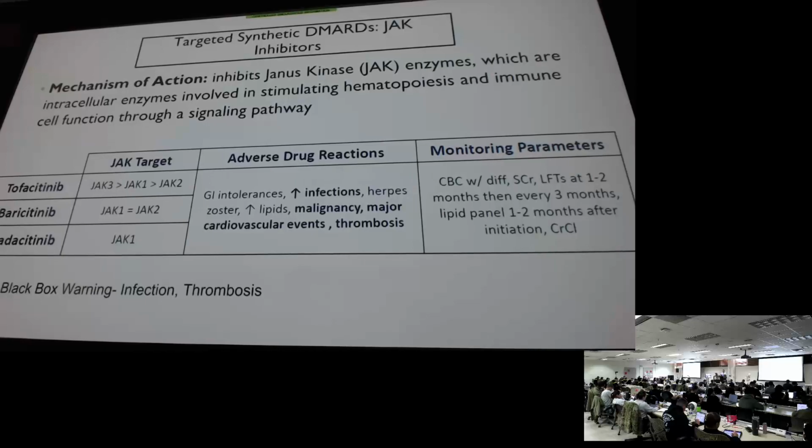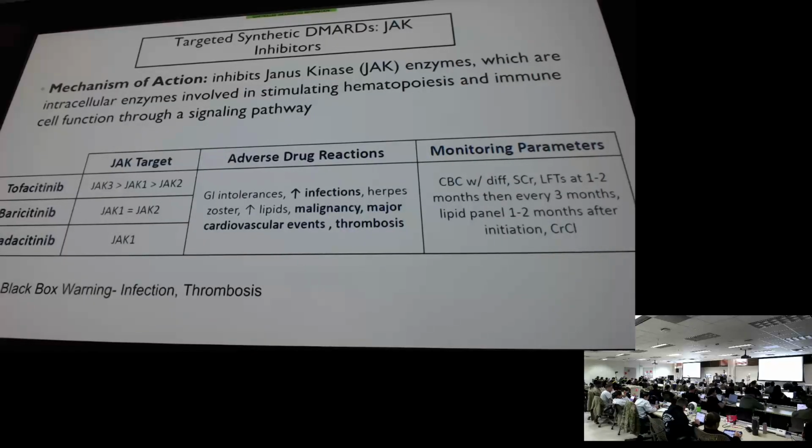Infection's been there, right? Infection's kind of been there with all of our biologics and even methotrexate because it's immunosuppressive, so the conventional synthetics. But now we've got this cardiovascular risk and risk of thrombosis. That's one of these does not look like the other, so I would make sure I knew it.